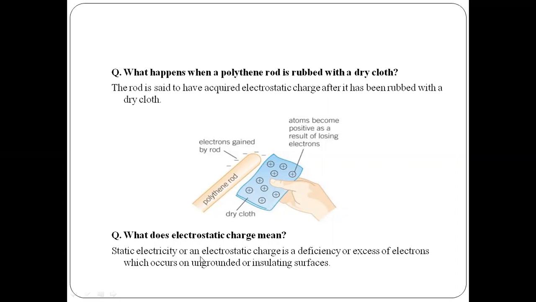Static electricity or electrostatic charge is a deficiency. Look at children here. It is positive because of the deficiency. This is negative because of what? Excess. But now these charges are static. They do not move on what? Insulating surfaces. What about cloth? Insulated one. Polythene rod, insulated one. Due to that friction, now we find that deficiency and excess.